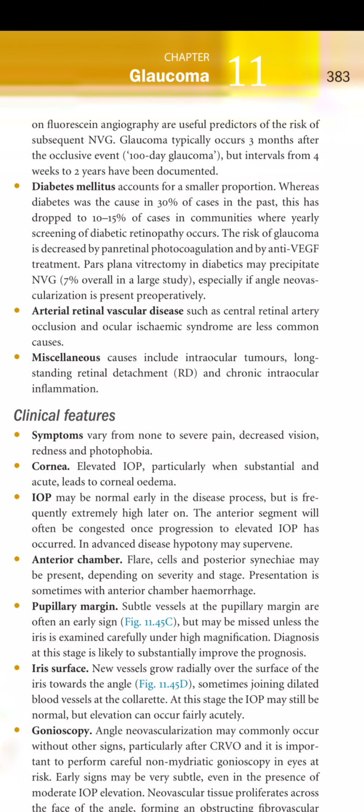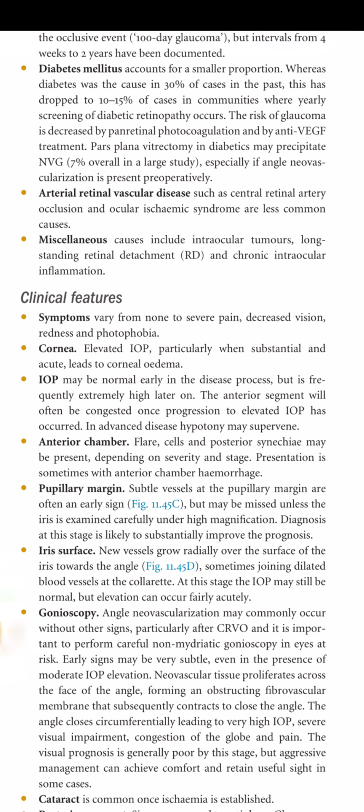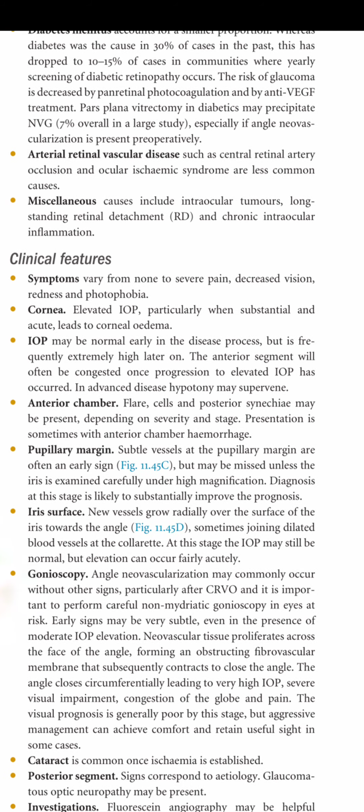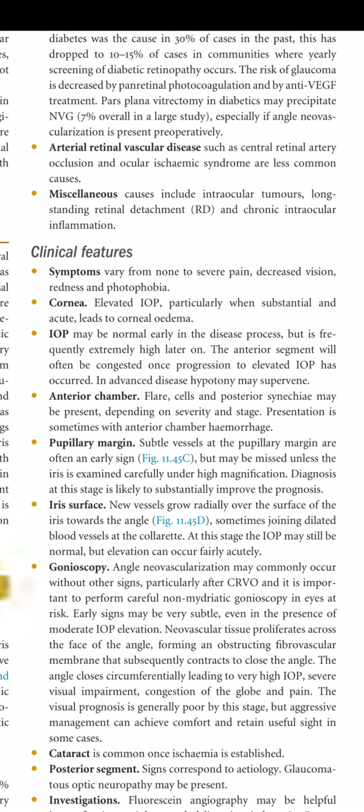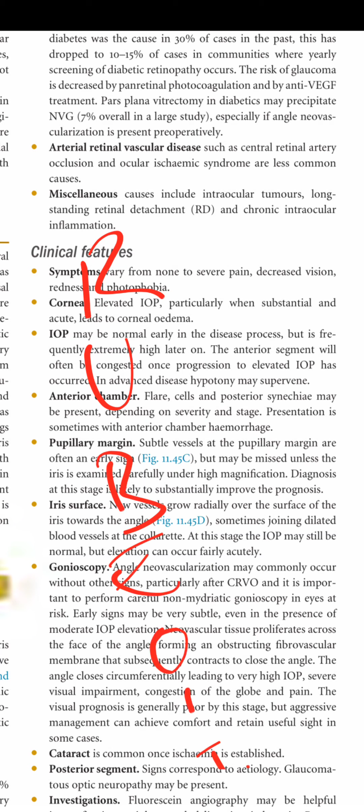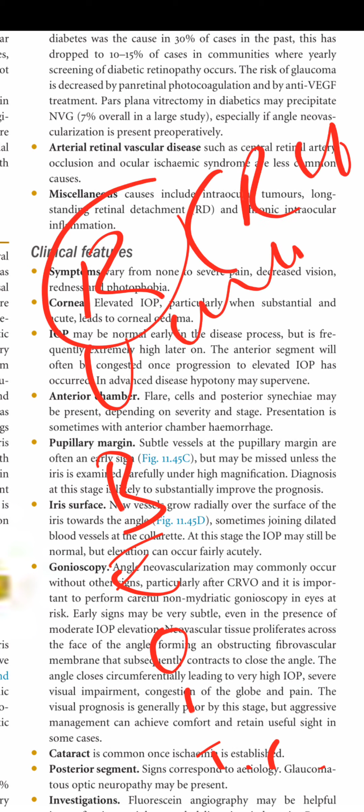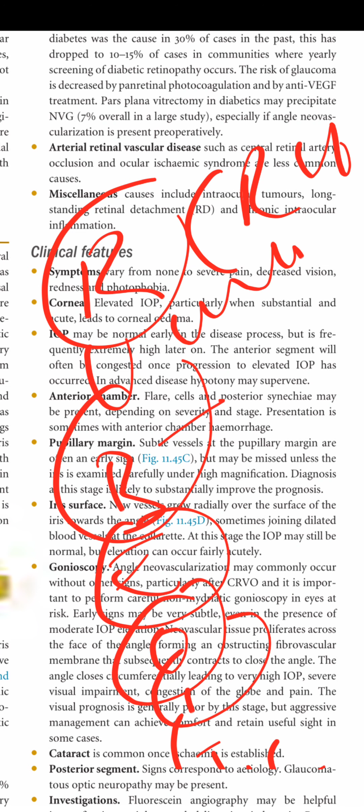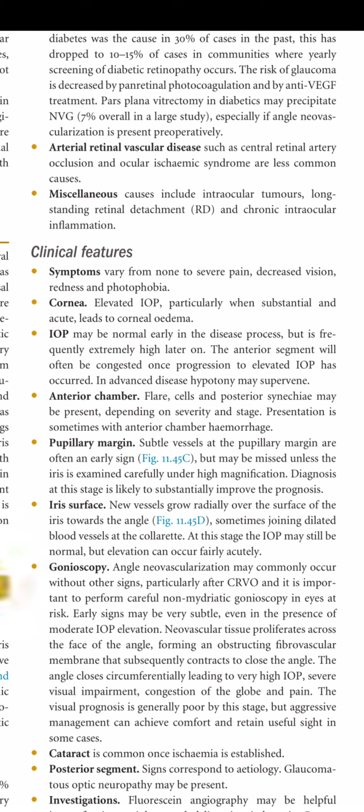Arterial retinal vascular diseases such as central retinal artery occlusion and ocular ischemic syndrome are less common causes. Miscellaneous causes include intraocular tumors, long-standing retinal detachment, and chronic intraocular inflammation. So one mnemonic is RUBEOSIS for the causes of iris neovascularization. R means CRVO, U means uveitis, B means branch retinal vein occlusion, and the next letters include retinal detachment, E is for Eales disease, ocular tumor, inflammation, trauma. So these are all the causes of rubeosis iridis.